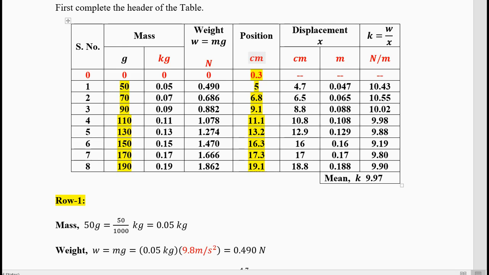Now the displacement is final position minus initial. 5 minus 0.3, 4.7, which is in centimeters. Divide by 100, you will get 0.047. K equal to W by X, which is 10.43.